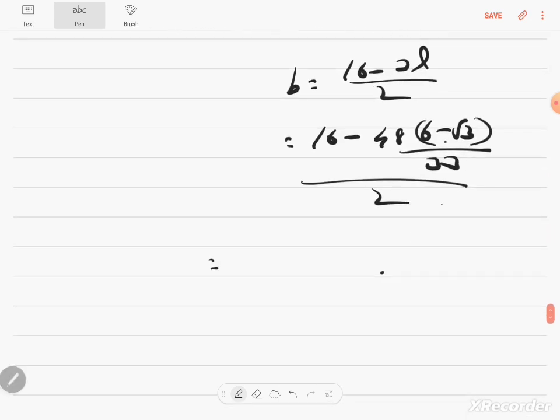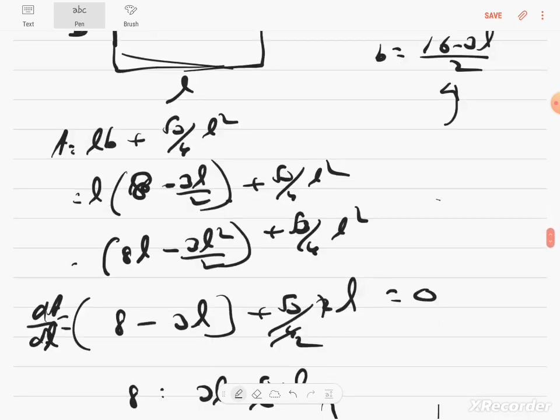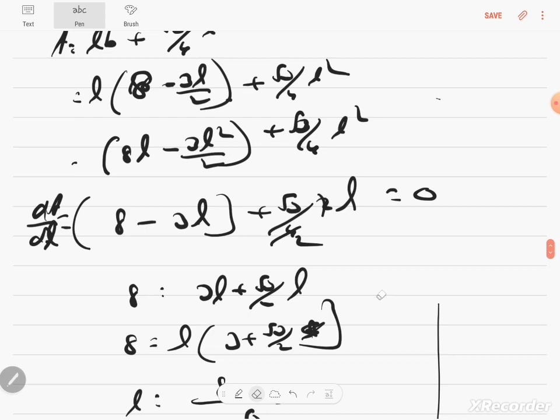So what will be the value of this? There's 33 and all coming. Okay, let me try this sum once again. Okay, so from here I'm going to try it again.